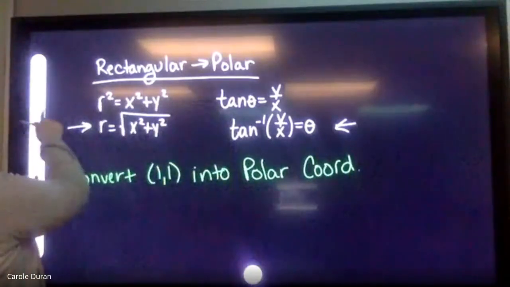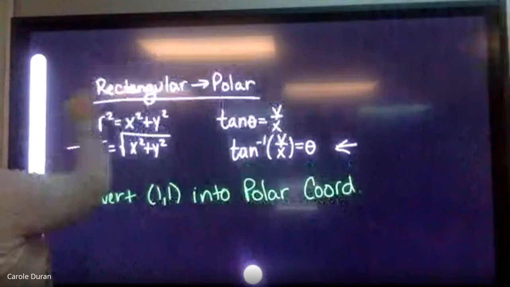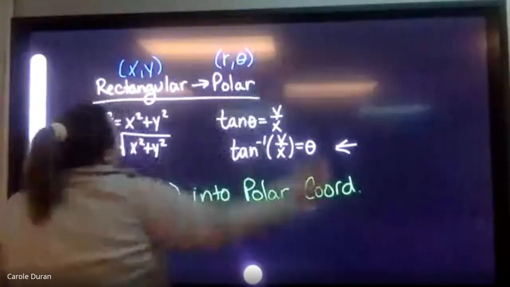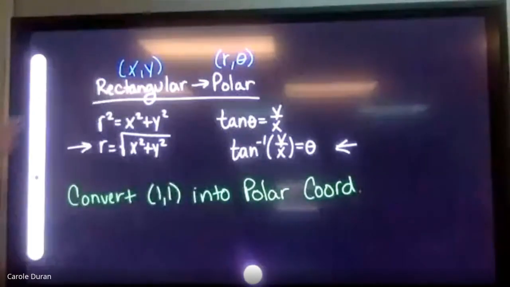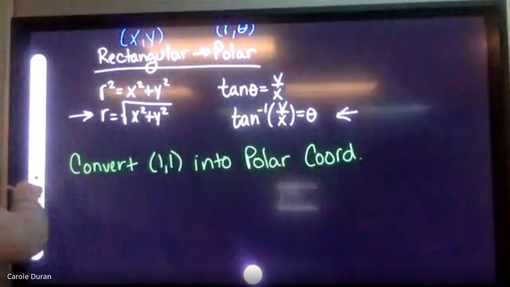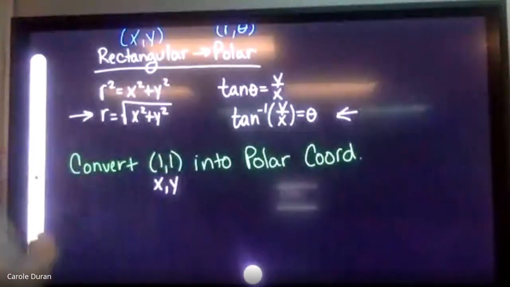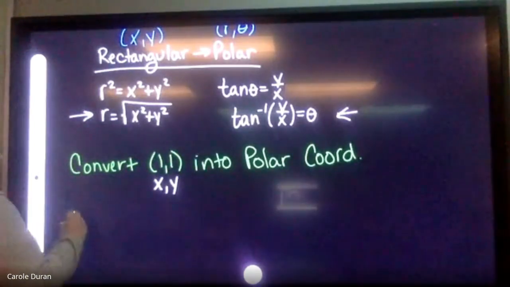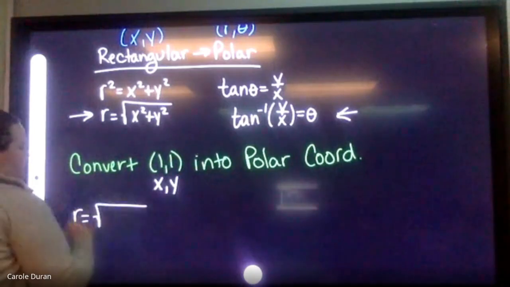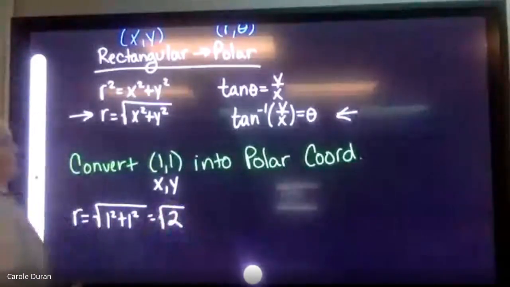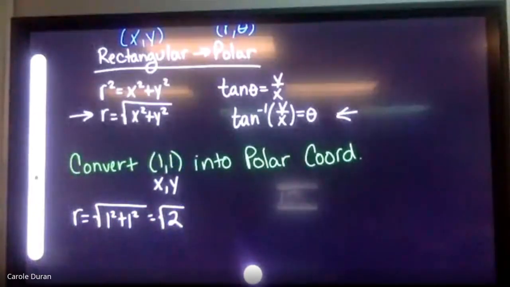As a refresher, rectangular coordinates are given in x and y. Polar coordinates are given in r and theta. I have a point (1, 1), which is x comma y. The first thing I'm going to solve for is my r because I think that's the easiest one. So I get that r is equal to the square root of 1 squared plus 1 squared, which is the square root of 2, and we're going to leave it as the square root of 2.